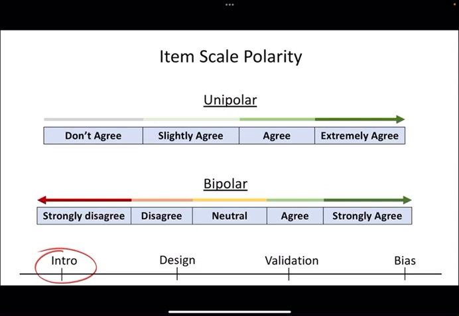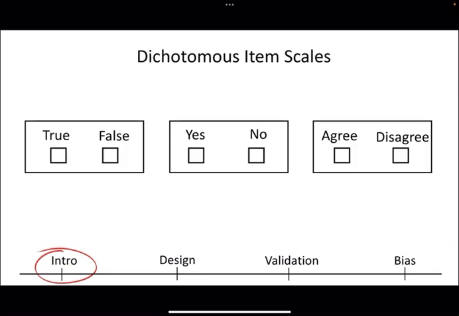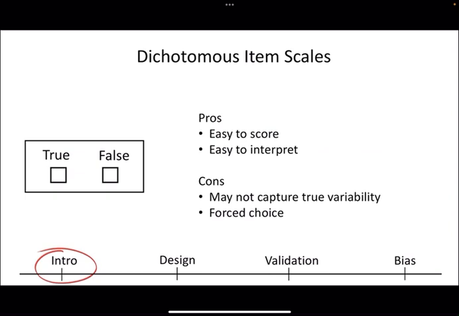Dichotomous scales are really common, things like yes, no, true, false. They're really easy to score and very easy to understand. But again, it's forced choice, so it might not capture true variability, these subtle levels of yes and no and maybe and all that. And that could represent information bias if people are picking at random when they don't see their answer.